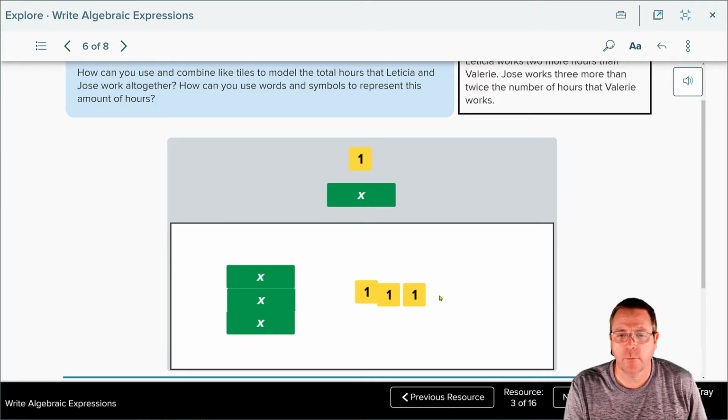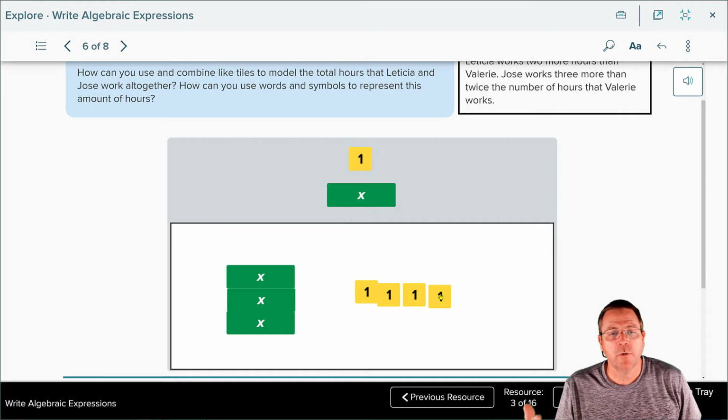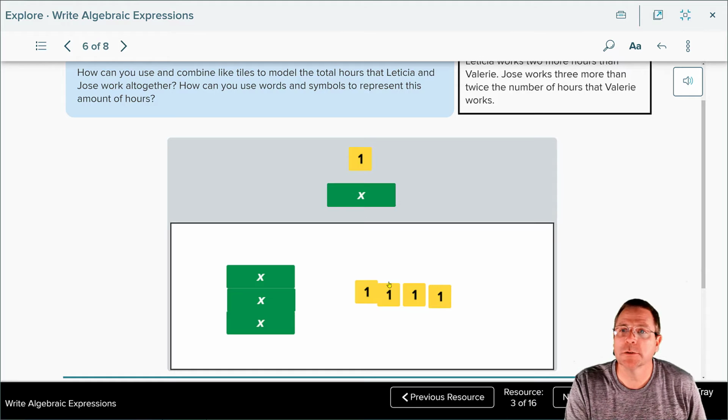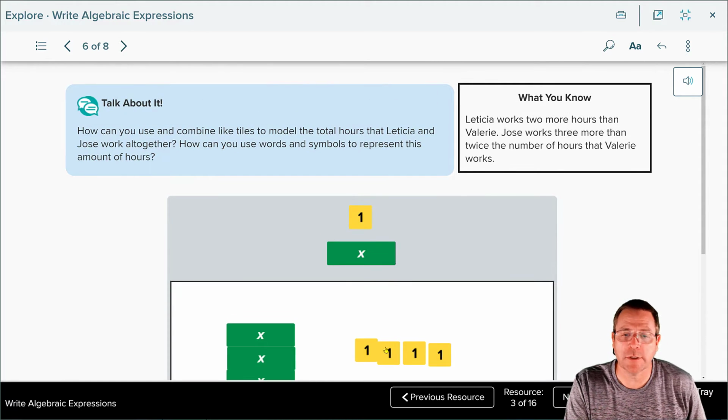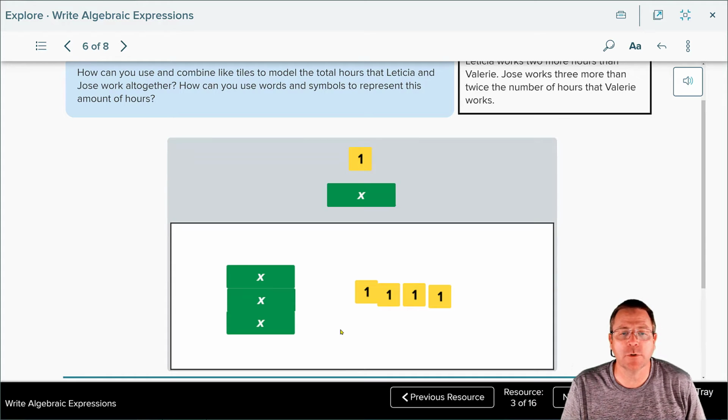So the answer for, whoops, where did that other one go? Let's bring it back down here. The answer for how many hours they would work together would be 3 times Letitia's hours plus, or is it Letitia? I'm sorry, 3 times Valerie's hours plus 4 would represent how many hours that Letitia and Jose work together.